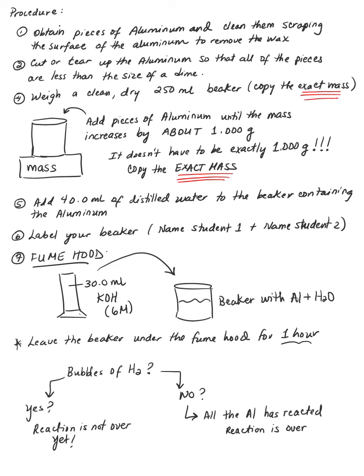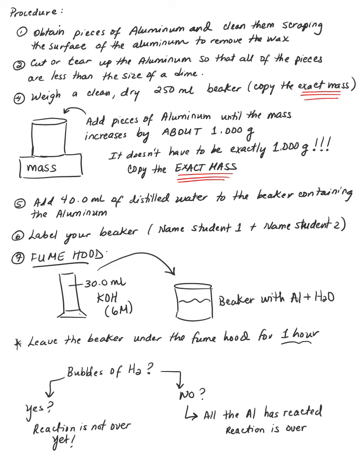The first thing you're going to do for this experiment is find a piece of aluminum. You're going to clean your piece of aluminum using sandpaper, just scraping the surface to remove the wax, and then you're going to cut your aluminum into small pieces. Your pieces should be smaller than a dime. So you're going to cut your big piece of aluminum into small pieces.